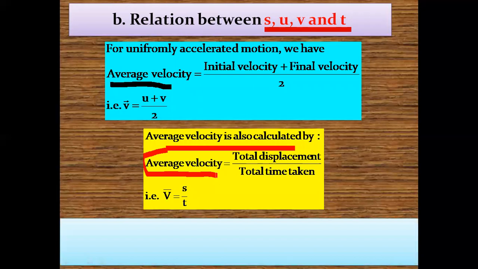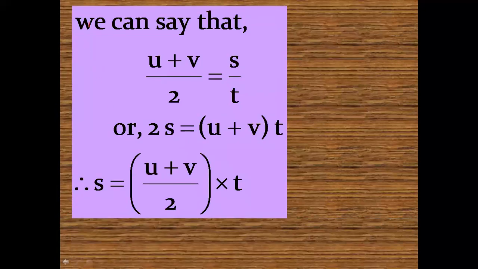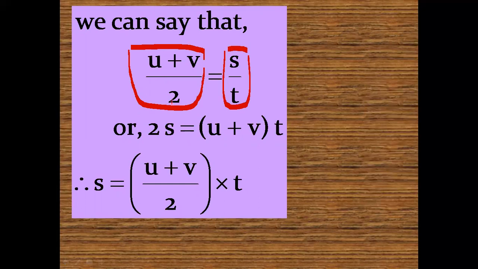And if these both give the value of average velocity, then they must be equal. From those two definitions, we know that they are equal because they both give the average velocity. Again we do cross multiplication, then we get this result. When you do cross multiplication, 2 multiplied by s and t multiplied by u plus v, then we get this in the second step.